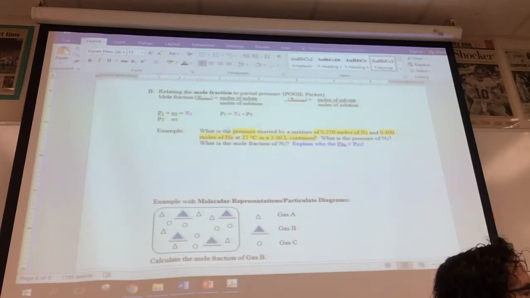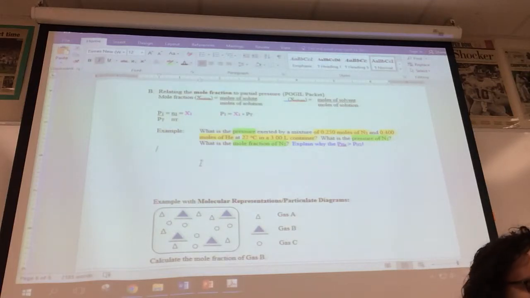So first we want to know the total pressure. Then we want to know the pressure of nitrogen gas. So we want to know the total pressure, the pressure of nitrogen gas, the mole fraction of nitrogen gas, and then be able to explain that last piece. So let's take it step by step and get the information down.